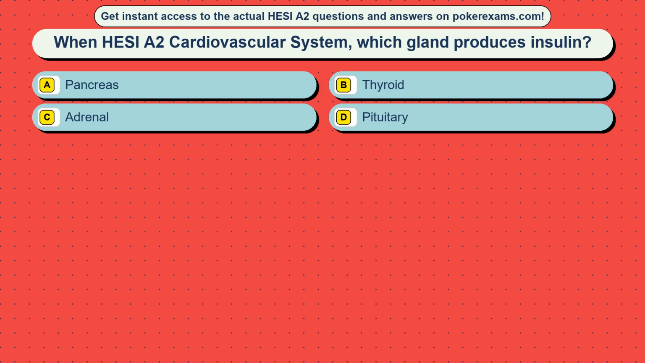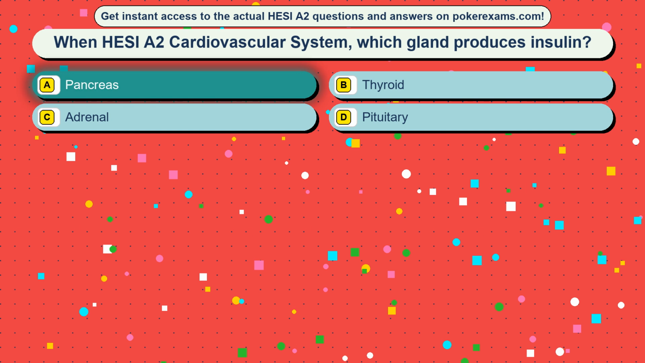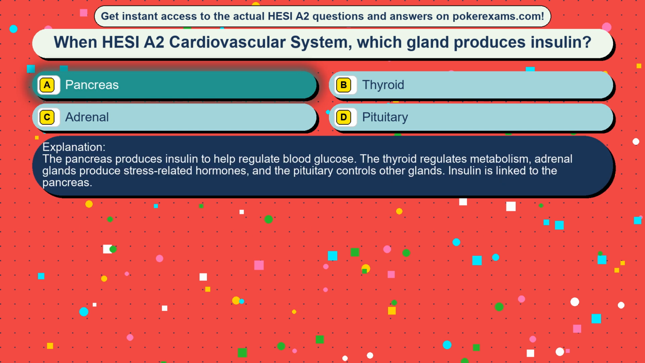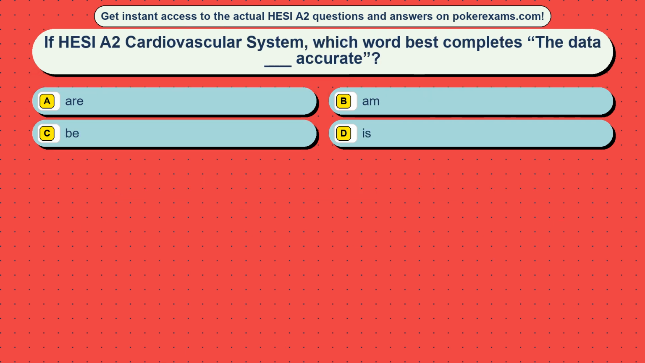Question 9. When HESI A2 cardiovascular system, which gland produces insulin? Option A, pancreas; option B, thyroid; option C, adrenal; option D, pituitary. The correct answer is option A, pancreas. The pancreas produces insulin to help regulate blood glucose. The thyroid regulates metabolism, adrenal glands produce stress-related hormones, and the pituitary controls other glands. Insulin is linked to the pancreas.